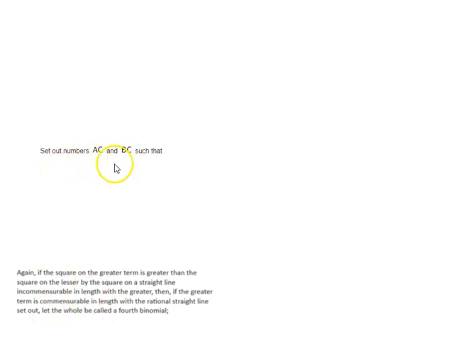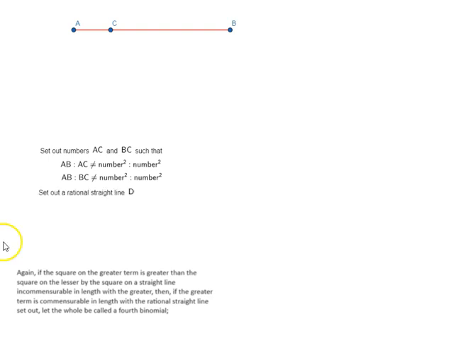Set out numbers AC and BC. So let's set it out. So AC and BC such that AB is to AC does not have a number square is to number square ratio. And AB is to BC also does not have a number square is to number square ratio. Set out a rational straight line D. So let's do that. Now let EF be commensurable in length with D.